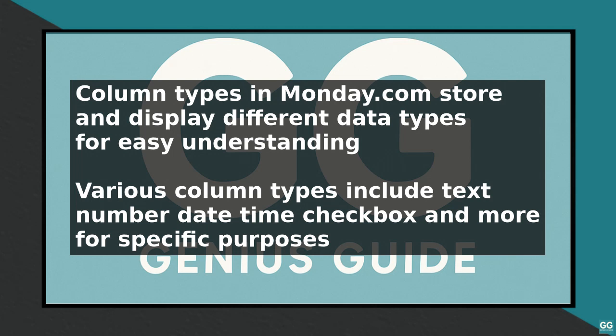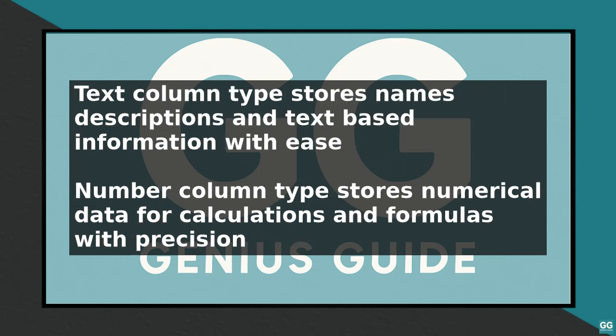For instance, the text column type is ideal for storing names, descriptions, and other text-based information. The number column type is useful for storing numerical data such as quantities, prices, and percentages. This column type also allows you to perform calculations and create formulas. The date column type is perfect for storing deadlines, birthdays, and other important dates.